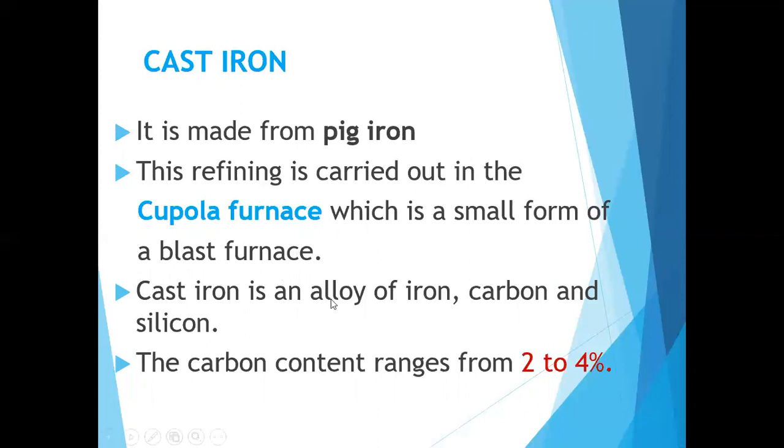Cast iron is an alloy of iron, carbon, and silicon. The carbon content ranges from 2 to 4%. So a higher percentage of carbon is contained in cast iron. So two important points: one is that you get cast iron from the cupola furnace, and the second is that the carbon content ranges from 2 to 4%.